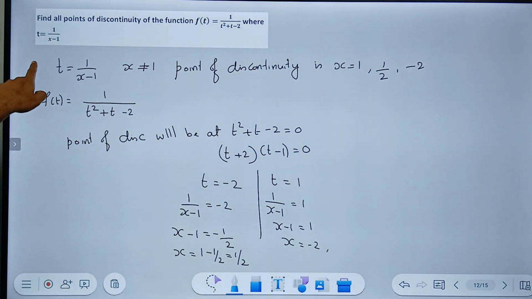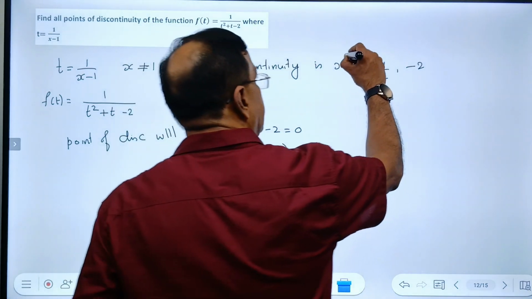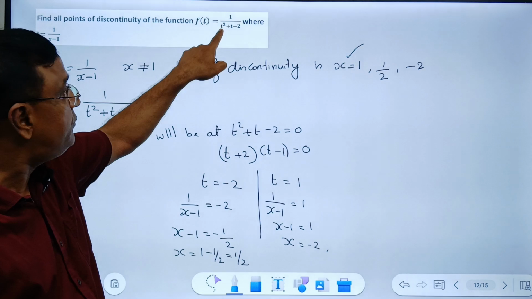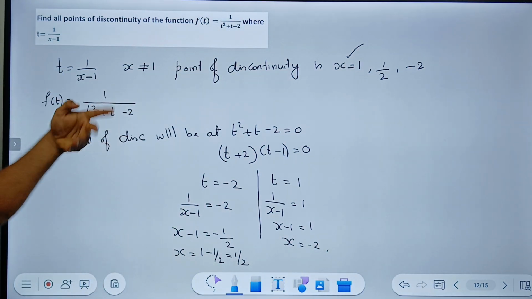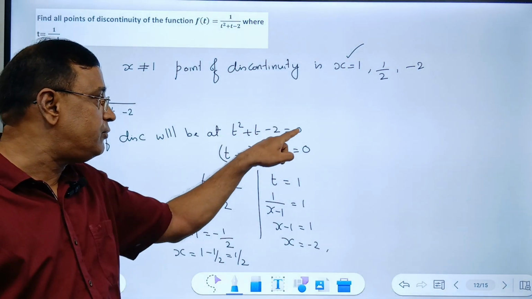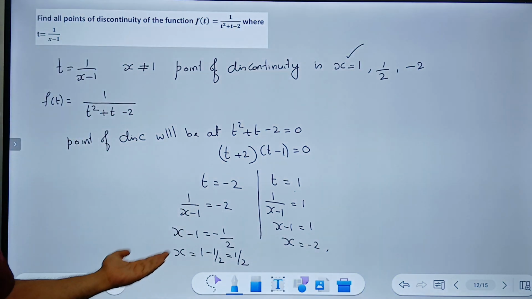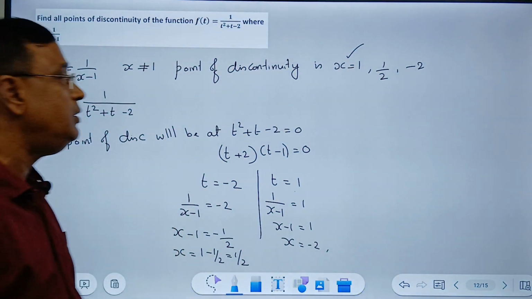Once again, I'll repeat. This particular function, if you want the t to exist, x should not be 1 because t is defined as 1 by x minus 1. So x cannot be 1. So if at all there is a discontinuity, it will have discontinuity at 1. So this is taken care of. Now I go to the main function. This function will not exist when the denominator is 0. So that is the point of discontinuity. So when the denominator is 0, by factorizing, I got t equal to minus 2 and t equal to 1. From that, very clearly, it's very easy to understand x is equal to half and x is equal to minus 2 is the point of discontinuity. Is it clear? Very simple, very effective sum.